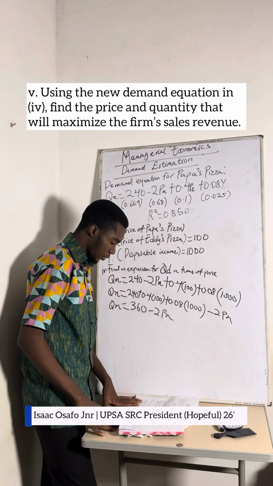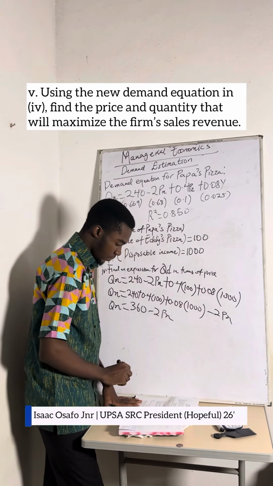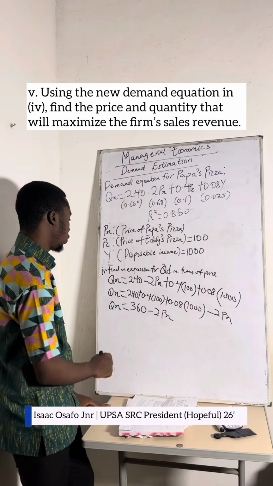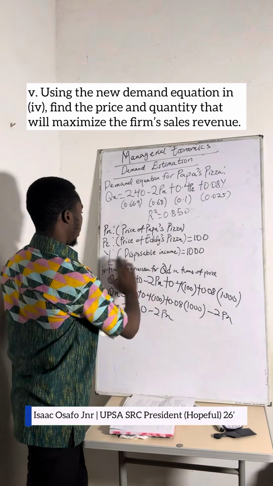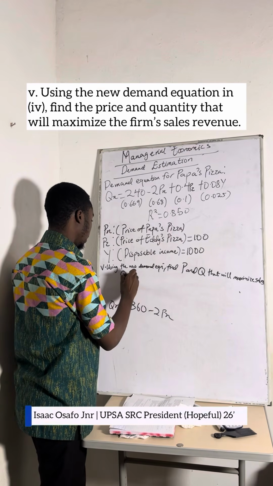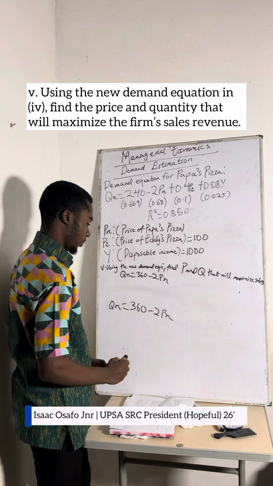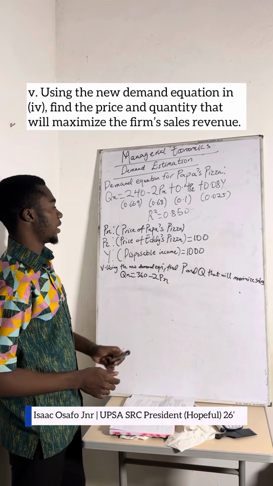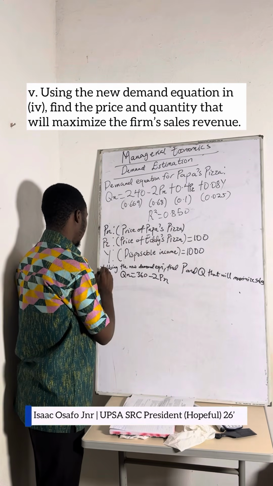So the VIN, they are saying that we should use the new demand equation in IVN, which is this demand equation, to find the price and quantity that will maximize the firm's sales revenue. All right, so they're asking us to use this demand equation. So QX is equal to 360 minus 2PX. So let me clean the top part so that we solve it. So this is the new demand equation that they are talking about. So QX is equal to 360 minus 2PX. All right, so now I can clean this one. So now they're asking us to use the demand equation to find the price and quantity that will maximize the firm's sales revenue. I didn't add the revenue. So let me just add the revenue here.